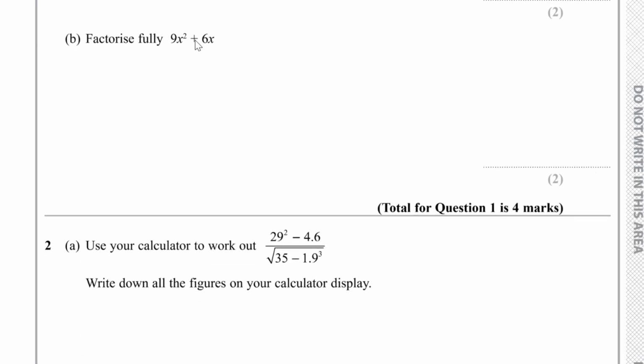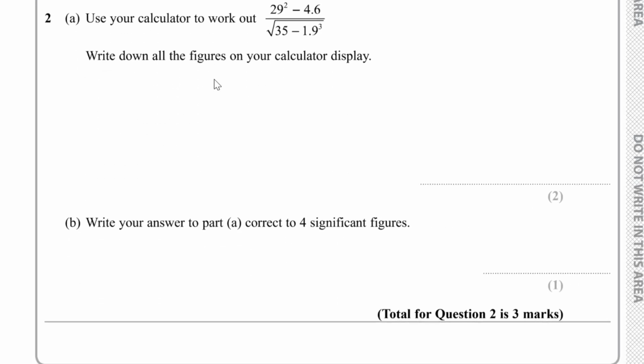Then for part B, we have to factorise fully 9x squared plus 6x. Well, in terms of numbers only, the highest common factor of the 9 and the 6 is 3. And now in terms of the x's, the highest common factor of x squared and x is just x. So 3x times 3x gives 9x squared, and 3x times 2 gives 6x.